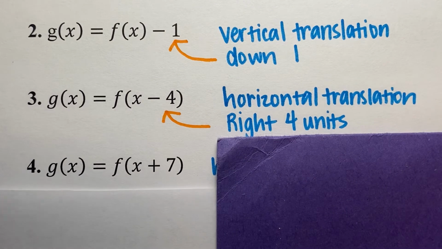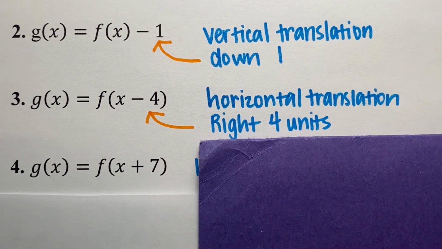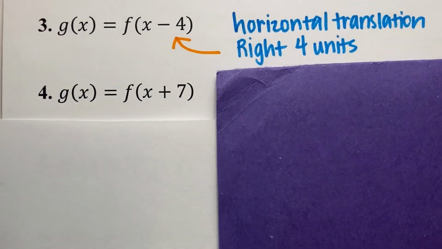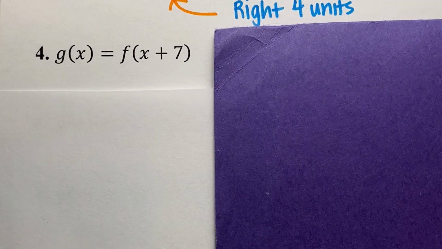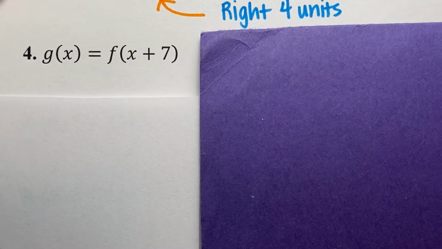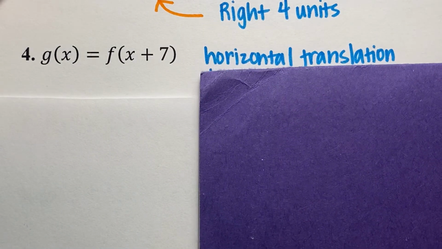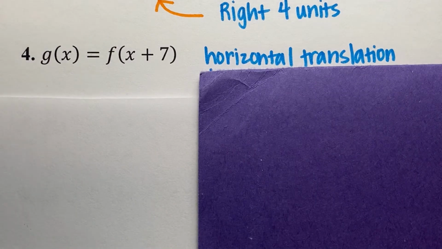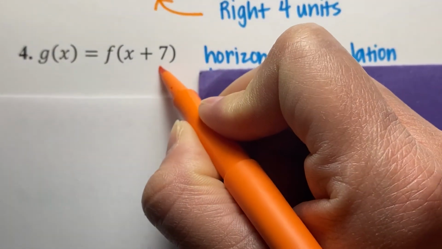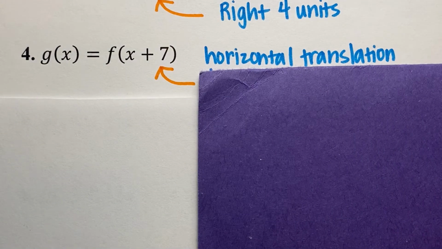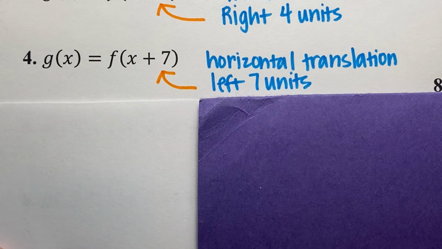In the next example, you have g of x equals f of x plus 7. So again, it's on the inside of the parentheses, so I know it's a horizontal translation. Because it's on the inside, it's a plus 7. I need to identify this as the opposite. So if it's plus 7, I'm moving left 7 units.